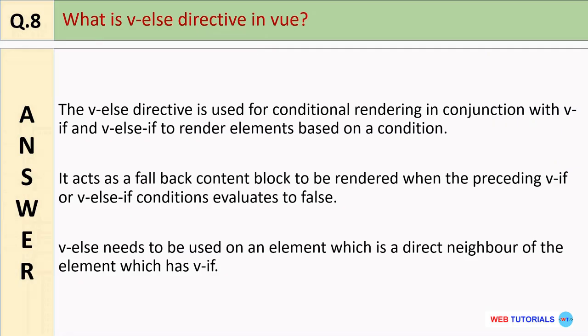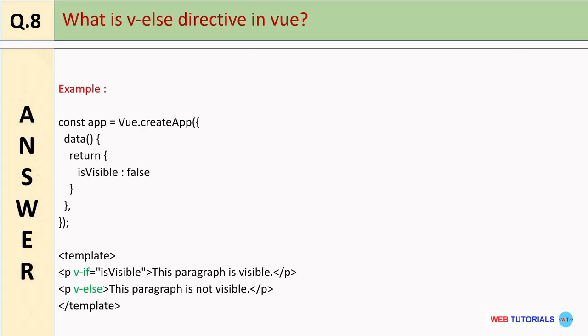What is v-else directive in Vue? The v-else directive is used for conditional rendering in conjunction with v-if and v-else-if directives to render elements based on a condition. The v-else directive acts as a fallback content block to be rendered if the preceding v-if or v-else-if conditions evaluate to false. The v-else directive needs to be used on an element which is a direct neighbor of the element which has v-if.